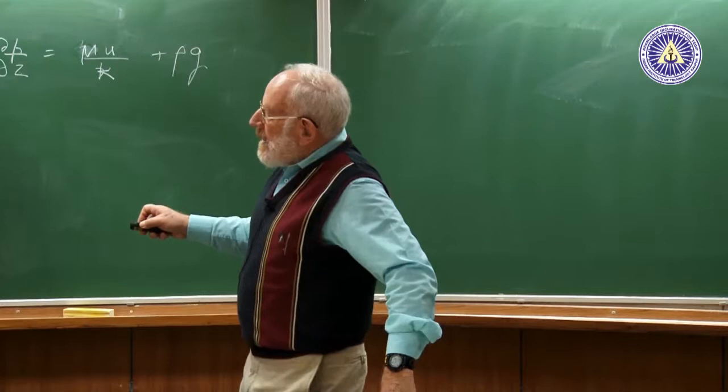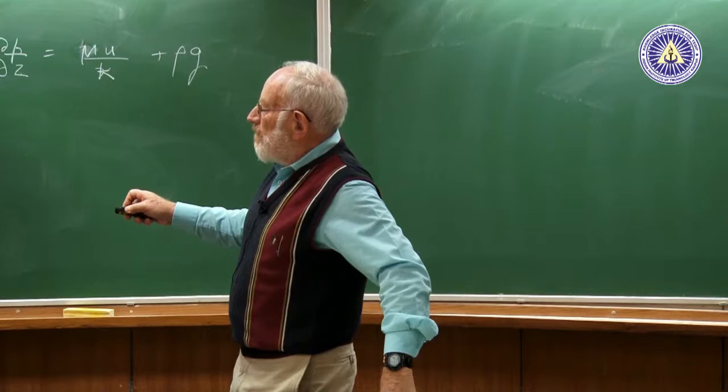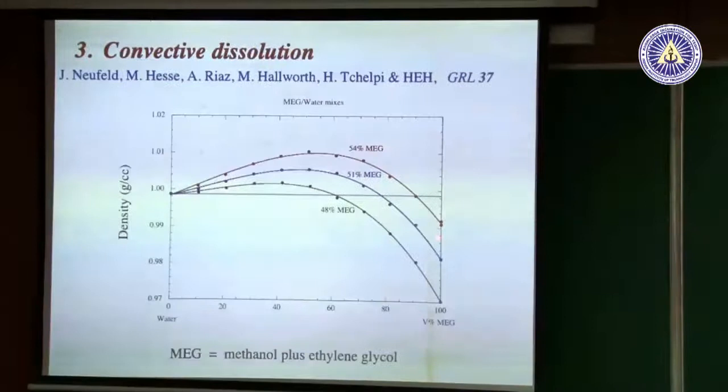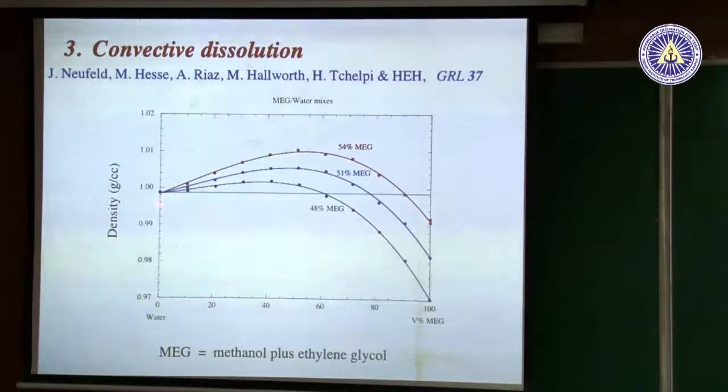And now, here's the density of pure water, 0.998 or something like that. And here's the density of pure MEG, 54% MEG, 51%, 49%. And you see all the densities of pure MEG are less than the density of water. But the mixtures, as you see along here, this is 50-50.